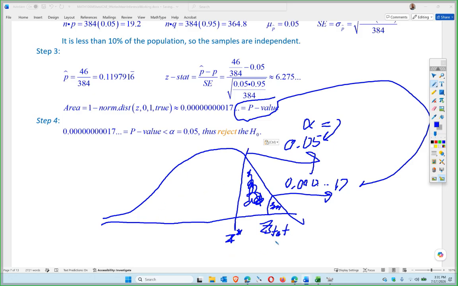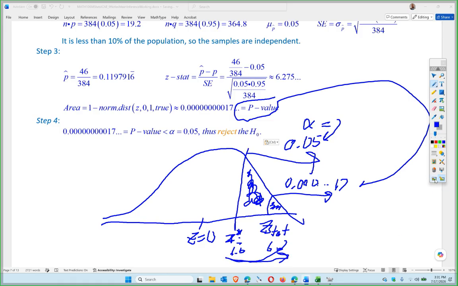So we did make it into the region, because this is z equals 0 here. And the critical value was 1.6, whatever it was. This is clearly 6.2, so clearly I'm way over. I've made it way over here to the right, essentially.